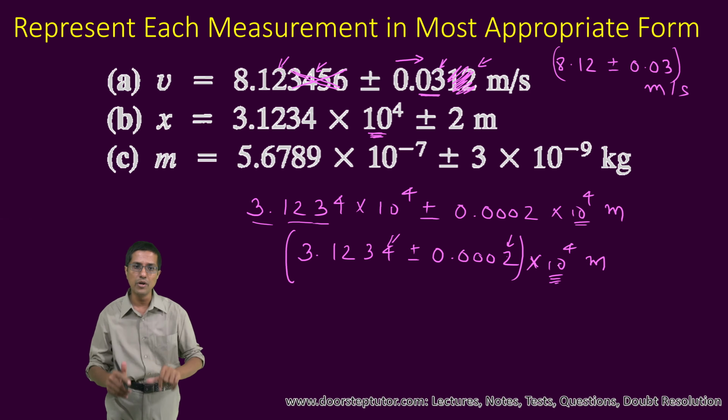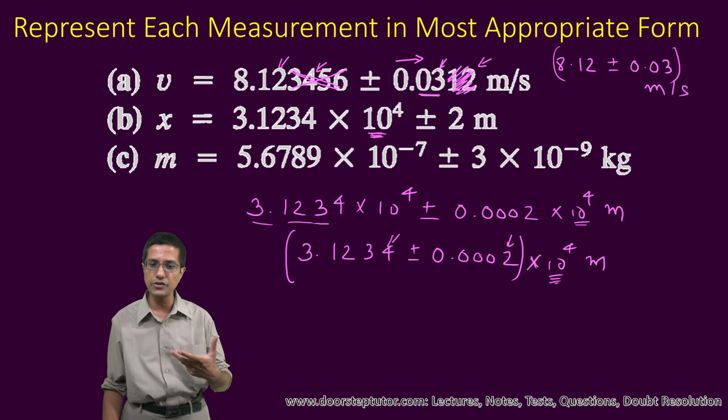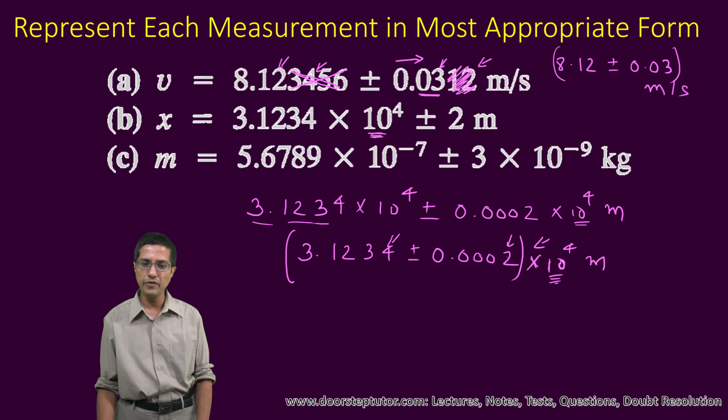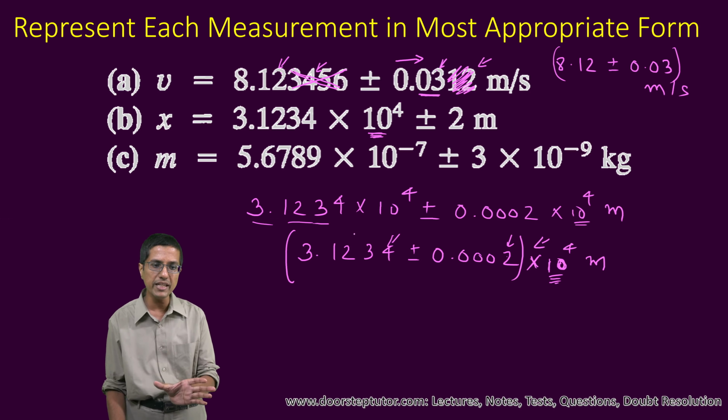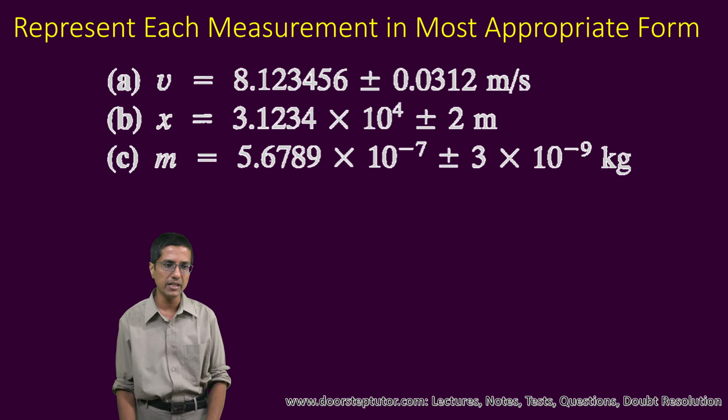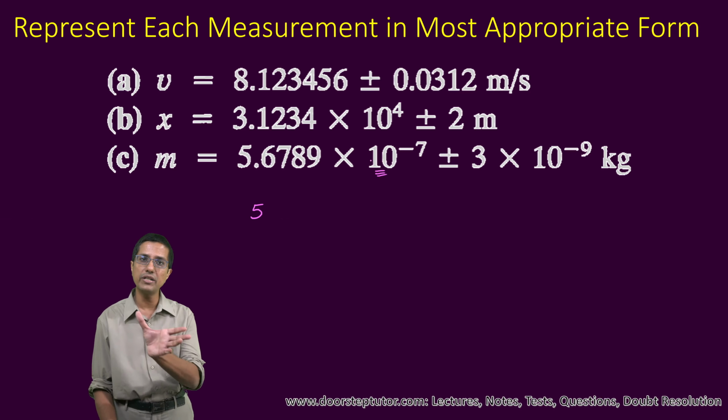And that is the way to report the result if we have 10 raised to a power. If the results are given in scientific notation, then we always report them in this format. We take the power of 10 outside, common to both the measured quantity as well as the error. The next one is also a similar example. Here also we will do the same thing: we will take out this 10 raised to power minus 7, common.